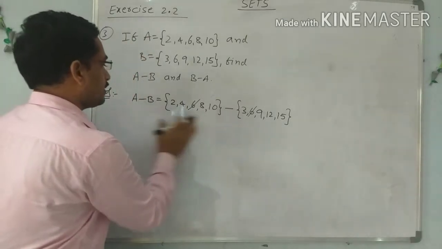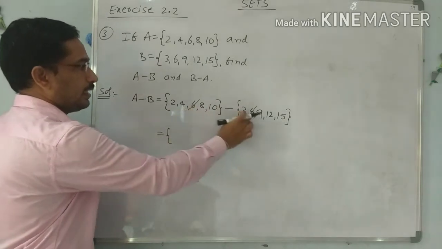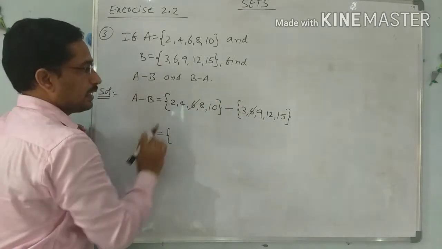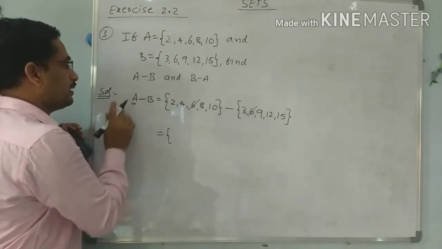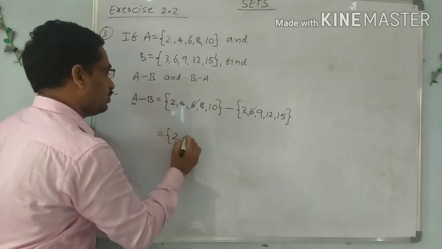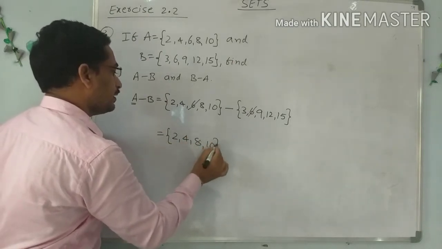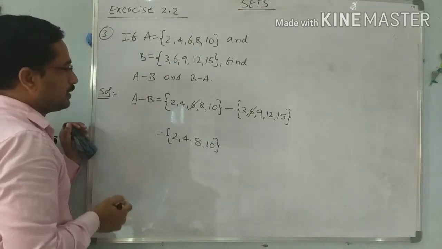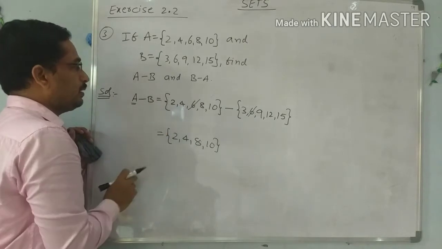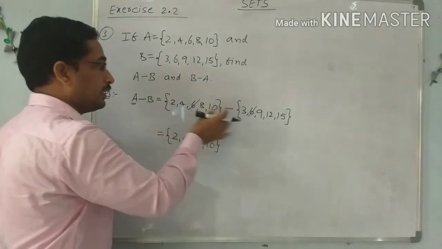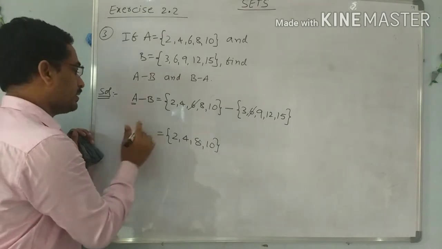So what are the elements of set A? See here, 6 lies in A and 6 lies in B. So cancel the common elements, write the remaining elements of set A. Here the first set is A, so write the remaining elements 2, 4, 8, 10. 2, 4, 8, 10 are the elements of set A minus B. Here we are cancelling and writing only the remaining elements of set A, not the remaining elements of B. Now this is A minus B.